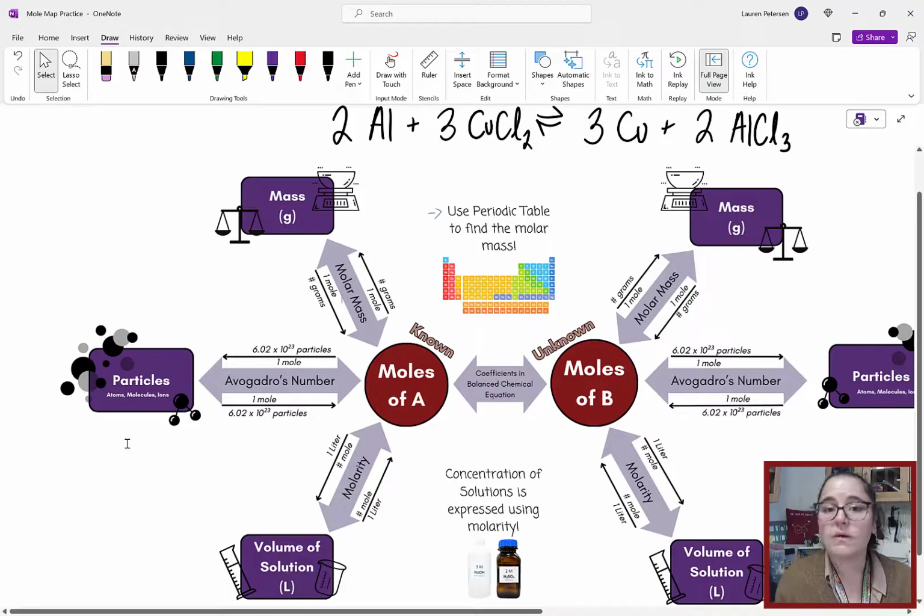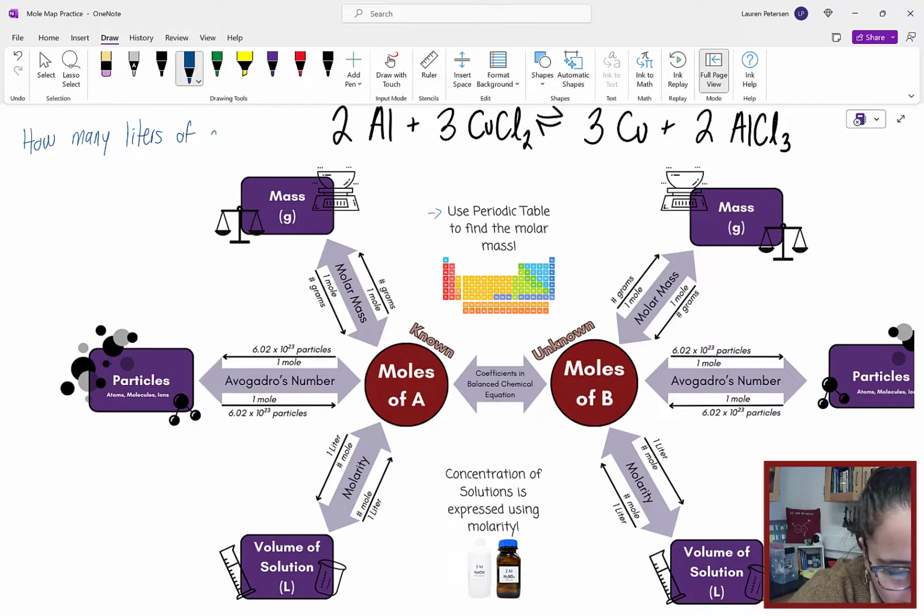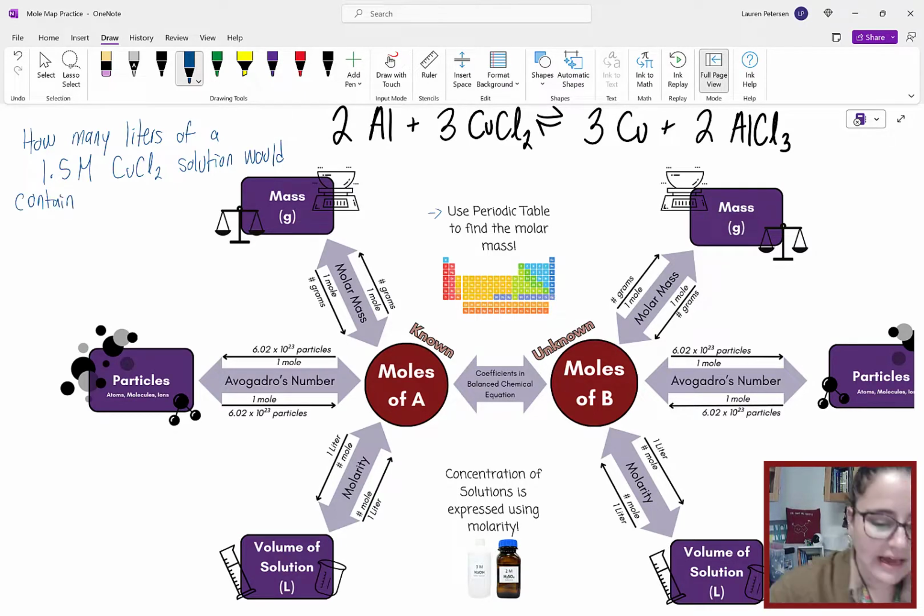Now, copper chloride normally comes in a solution. So, if I want to know how many liters of a 1.5 molar copper chloride solution would contain, let's say we need 2.5 moles of the copper chloride.